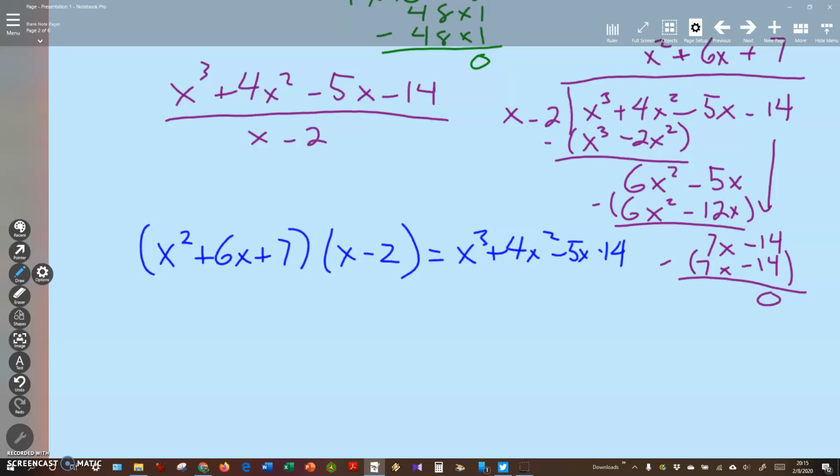We could go into the x squared plus 6x plus 7 next and figure out other steps with that. But there might be other ways as well. And in the next lesson, we're going to look at an even faster way to divide these polynomials. So we'll save that for next time.